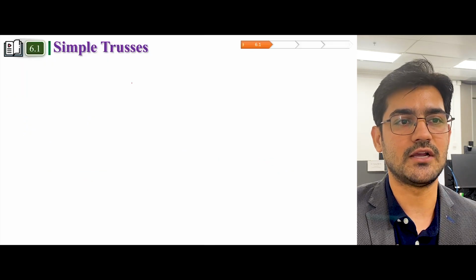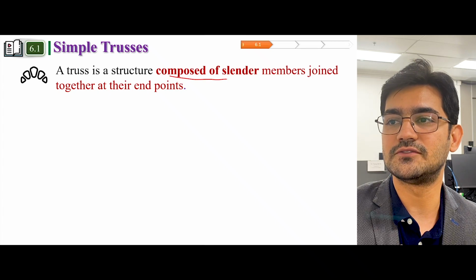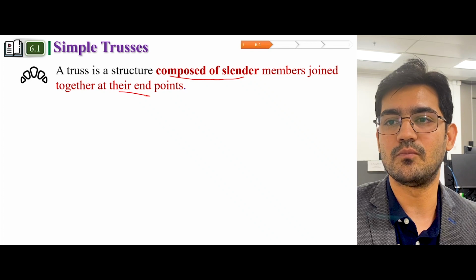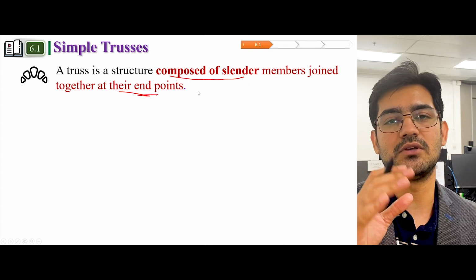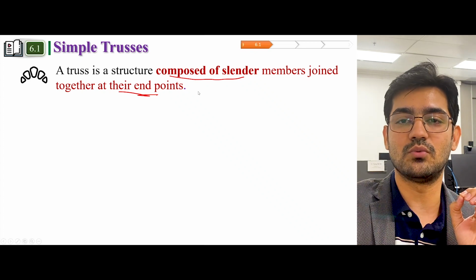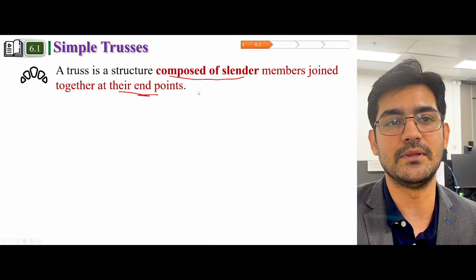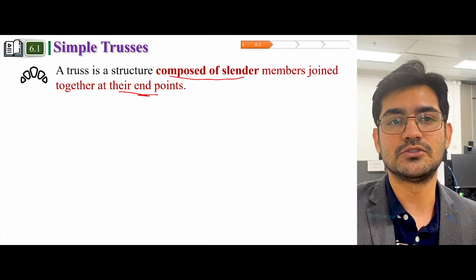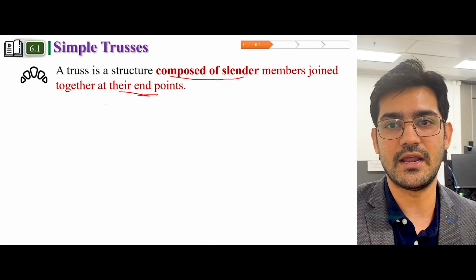So what is a truss? A truss is a structure composed of slender members joined together at their end points. A slender member is a member whose one dimension is comparatively much longer than its other two dimensions. So basically a rod would be an example of a slender member. So a truss is a structure that is composed of slender members joined together at their end points.